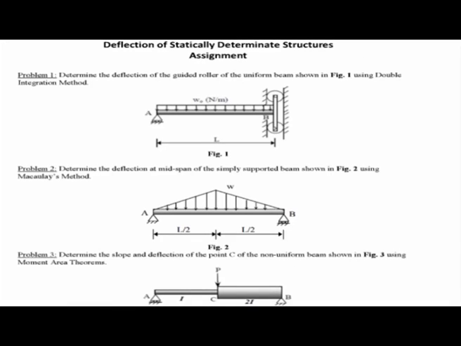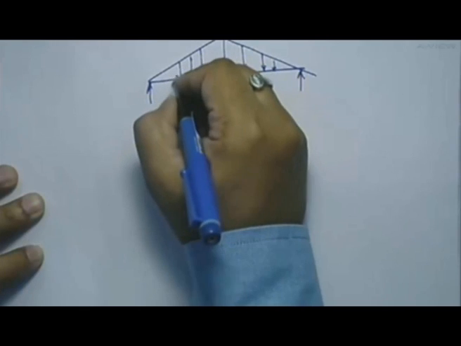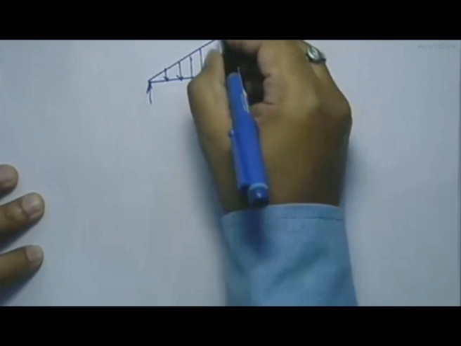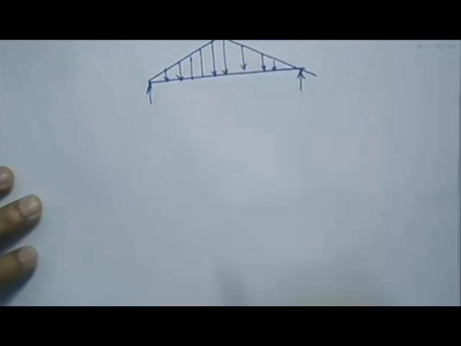Determine the deflection at the midpoint of the simply supported beam using Macaulay's method. So you have a uniformly increasing load. From zero, it goes up to W at the center of the beam, and then it is again decreasing. The question that somebody asked me is, what do we do if we have a uniformly increasing load?